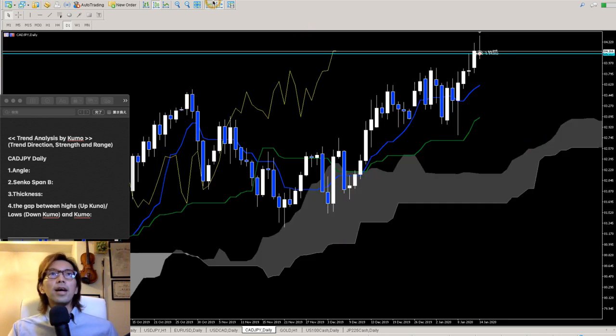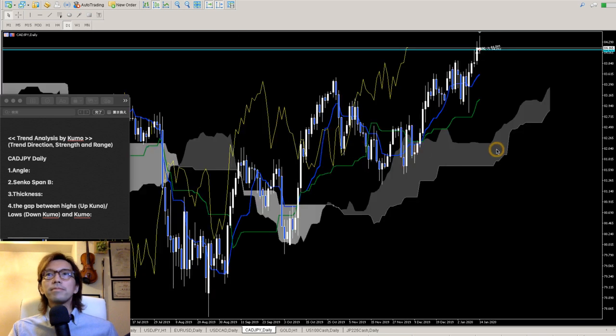Alright, it's still moving up, right? The Senko span B is beautifully moving up, right? Unlike other pairs, this is so beautiful. And also, Kijun Sen is also moving up beautifully here. Right, so this is a pair that we want to take trade to buy, because wherever you buy you can be right basically. So yeah, daily chart in CADJPY still shows it's a bullish momentum.